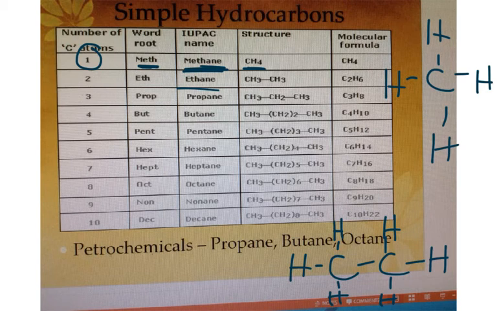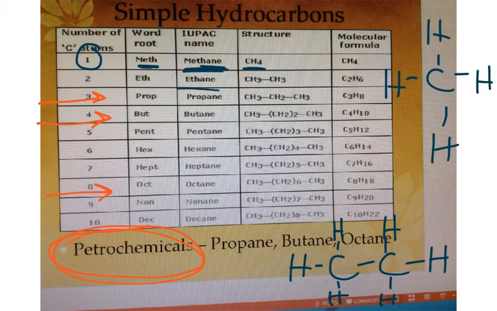Okay, so there's a couple different things I want to point out about these. One is there are ones that are known as petrochemicals. You guys are probably familiar with propane, butane, and octane. And hopefully you're familiar with all of them as fuel. We burn them. Butane is in lighters. Propane, you may have a tank at your house. Octane, you hear about gasoline in cars. So that's one thing to definitely notice.